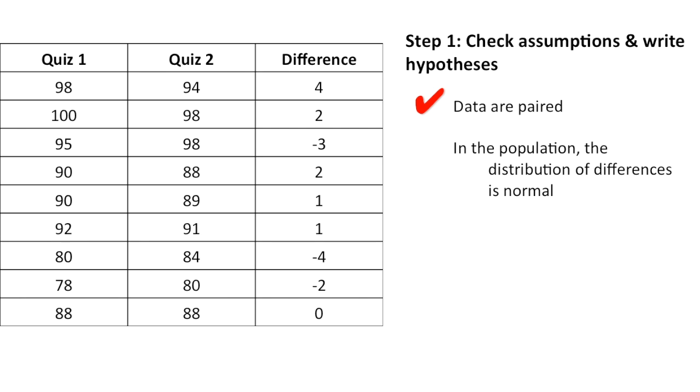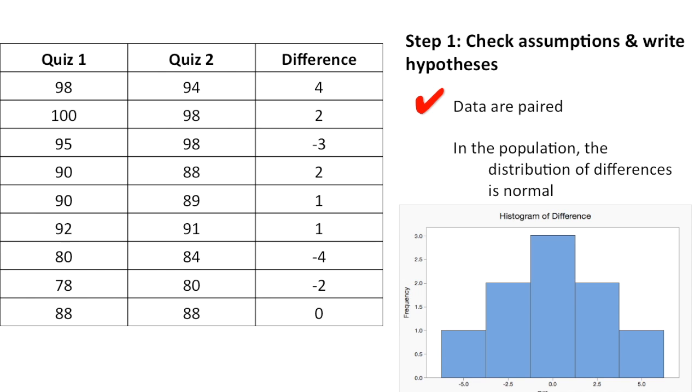Here I have computed all of the differences. For each student, I took their quiz 1 score minus their quiz 2 score. For example, for the first student, 98 minus 94 gives them a difference score of 4. I used Minitab Express to make a histogram of these differences. The differences are approximately normally distributed in the sample, therefore this assumption has been met.